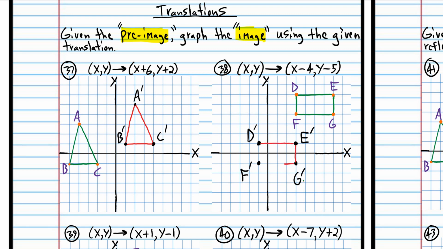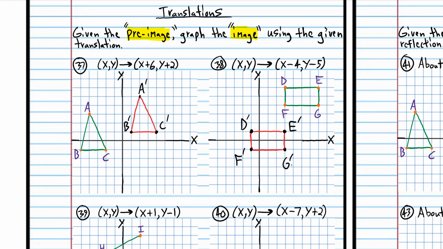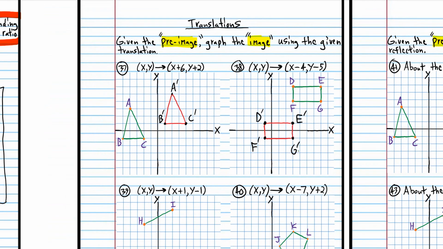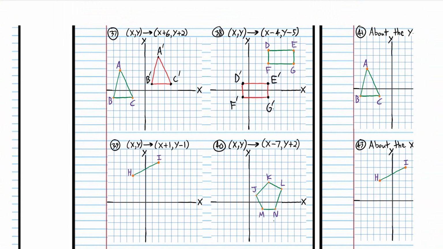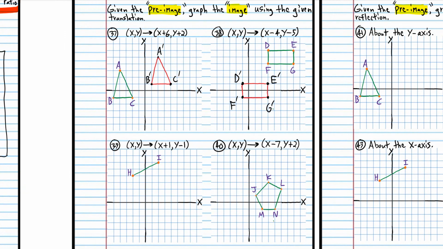So what we did, those are called translations. When you go up or down, or to the left or right, it's called a translation. So now I want you to try some problems. Try 39. And when you come back, we'll do it together.